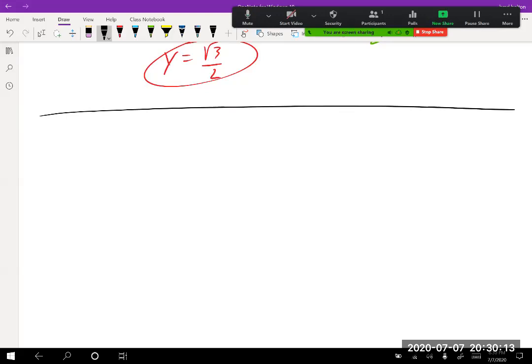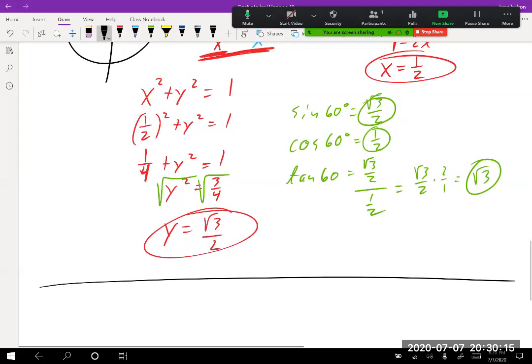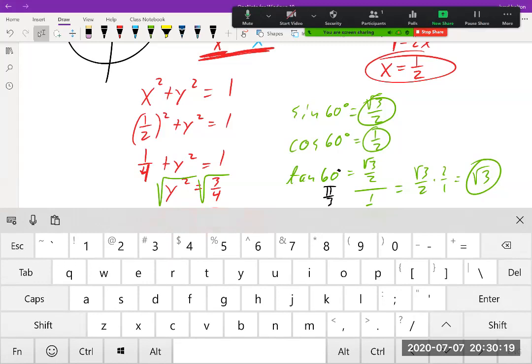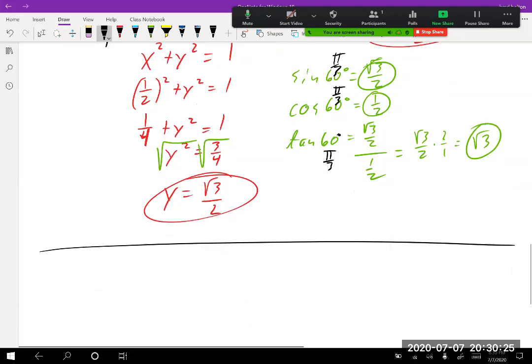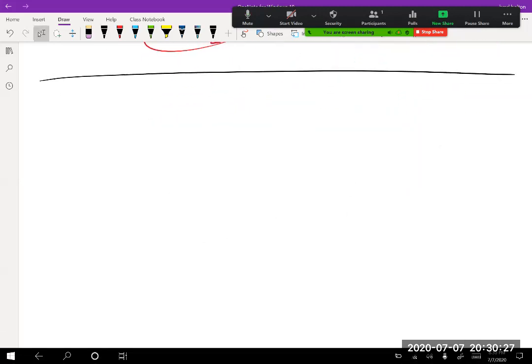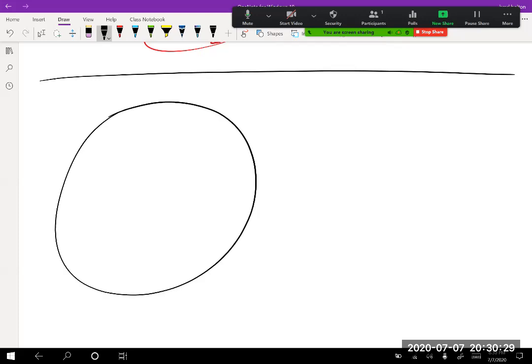But what I want to do now, and again, just because I was using 60 degrees, I could have just as easily used pi over 3, pi over 3, pi over 3, because I could work in radians just as easily as degrees. So what I want to do real quick is just give you the unit circle. And these are the ones you should know by heart. Okay, so let's look at the first one.